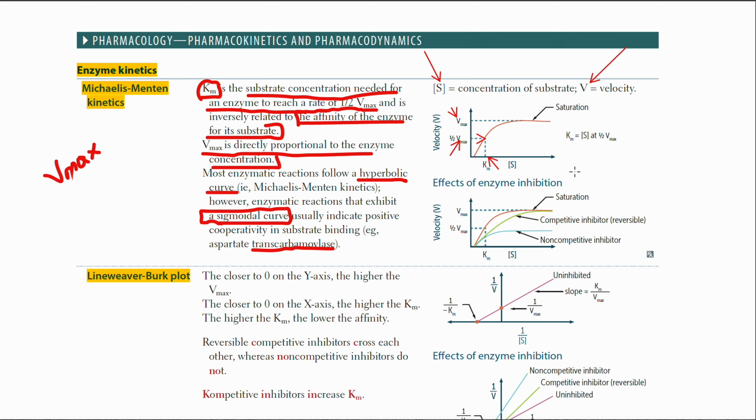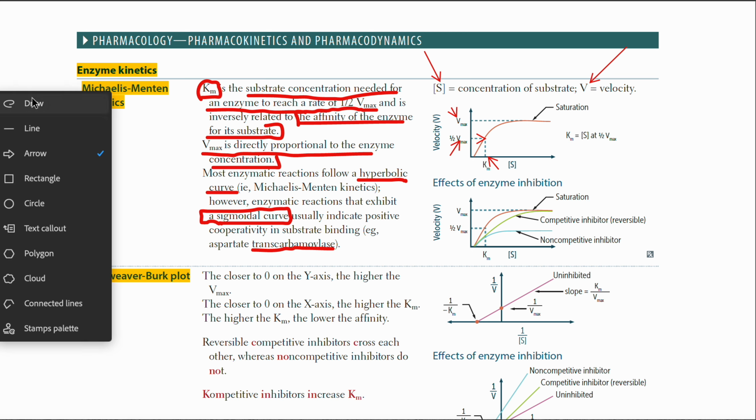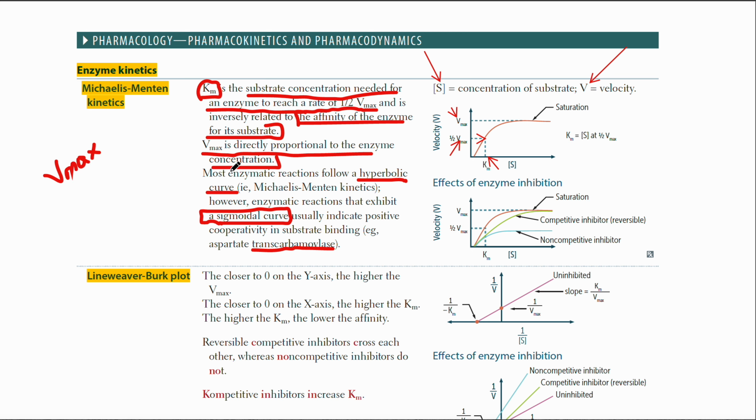And effects of enzyme inhibition. This is a normal situation, right? So let's talk about what happens in the enzymatic situation, like inhibition. There are inhibitions of those enzymes. There can be competitive inhibition, non-competitive inhibition, or uncompetitive inhibition. There is no uncompetitive inhibition in this graph here. So let's talk about competitive inhibitors and non-competitive inhibitors.